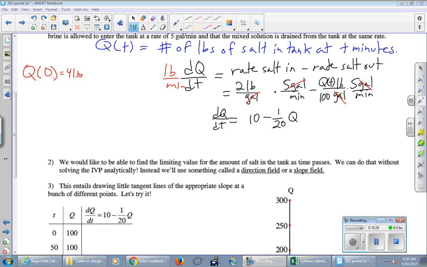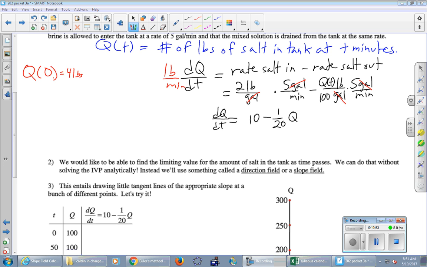Okay, so that is the differential equation. If we were to try to solve that differential equation using the technique from last class, remember that means getting all the y's on the side with the dy and all the x's with the dx. In this case, it's all the q's on the left and the t's, which there aren't any, on the right. It's complicated. You can't add a 20th of q. Adding and subtracting is bad news.